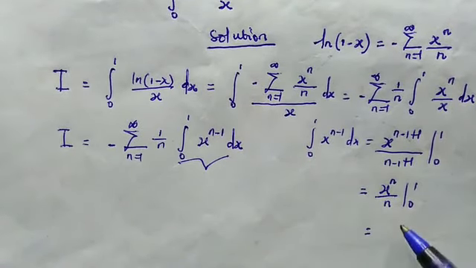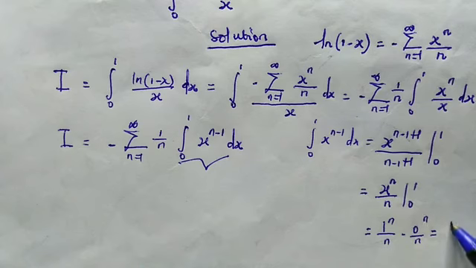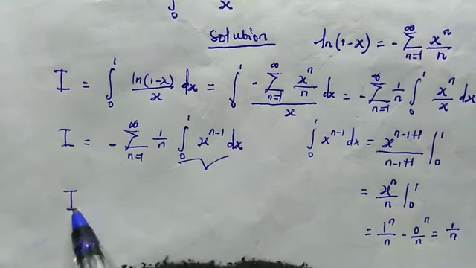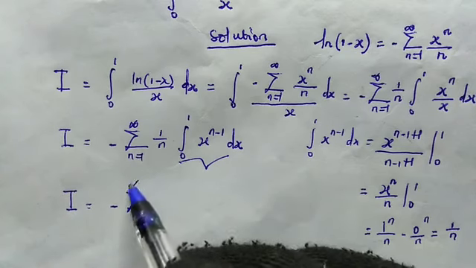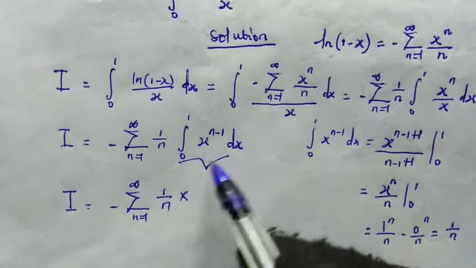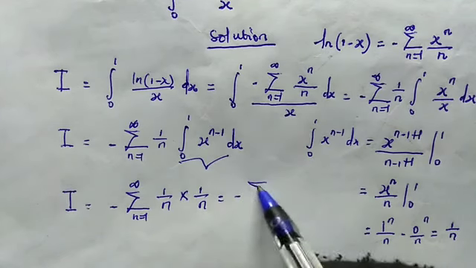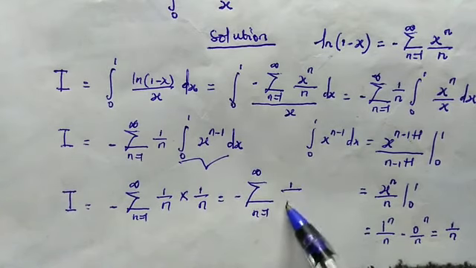So if you insert the upper limit from here, we have 1 raised to the power of n over n minus 0 raised to the power of n, that is the lower limit, over n. This simplifies to just 1 over n. From here we have I is equal to the negative sum as n goes from 1 to infinity 1 over n multiplied by the value of this integral here, which is 1 over n. From here we have negative sum as n goes from 1 to infinity of 1 all over n squared.